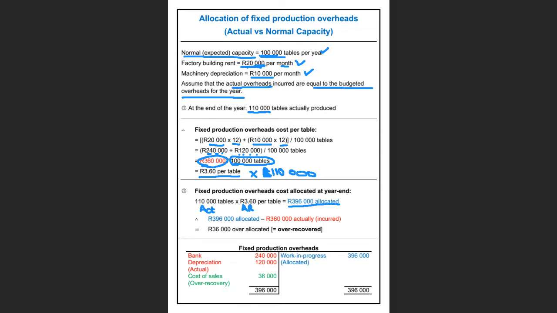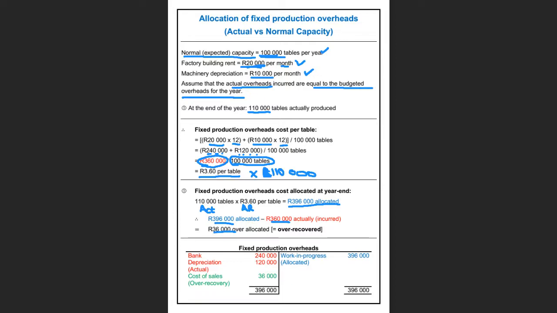Now the problem is we have allocated 396,000 to inventory, but how much have we actually paid? We've only paid 360. So we've got a situation where we've overinflated the value of inventory. We've made the inventory look too big. We've over-recovered. How much have we over-recovered by? We net the two amounts off and we realize we've over-recovered by 36.